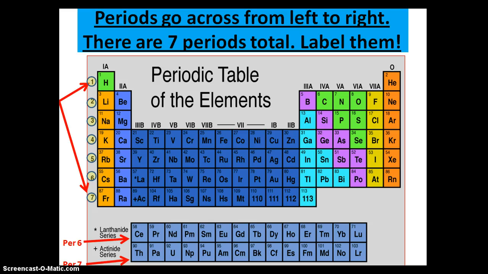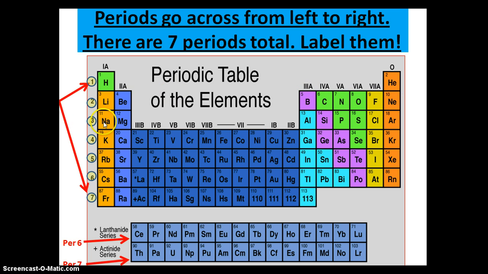Now go to your periodic table on the inside front cover of your science notebook. Before you start your notes, you'll have to label a few things. Periods go across from left to right, and there are actually 7 periods total on your periodic table. Please label them here. Everything across here is period 1. As you can see, there's only 2 elements on period 1, hydrogen and helium. Period 2 starts with lithium and goes all the way across to neon.